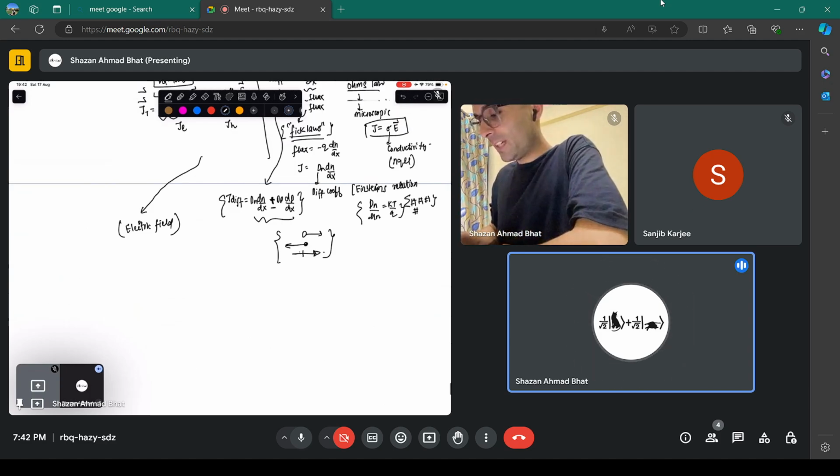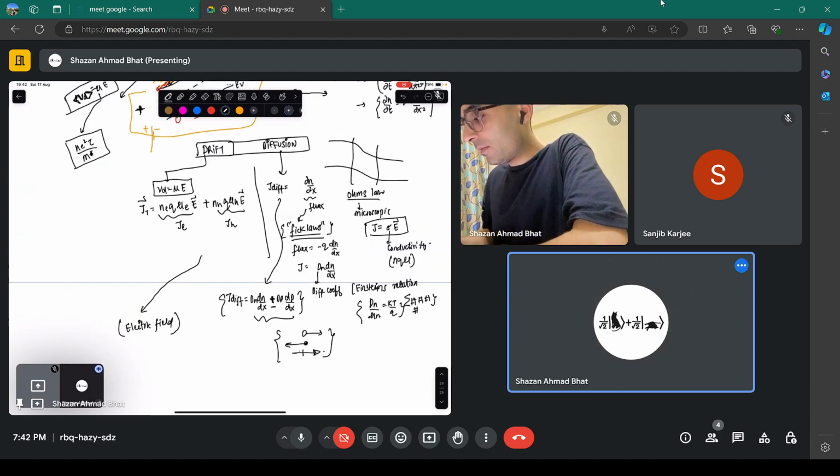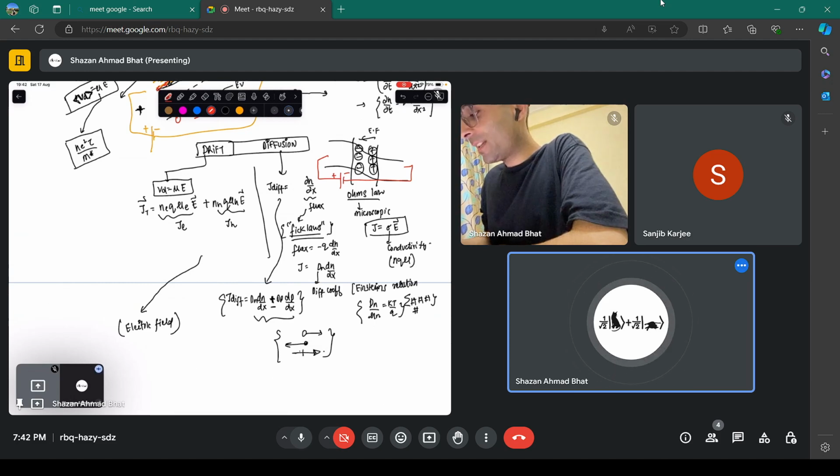Just like if you have a depletion region here, you also have an electric field here. Then if you apply a potential outside, that is one more additional electric field. That's an external electric field. This is the internal, inbuilt electric field, because there are charges present.